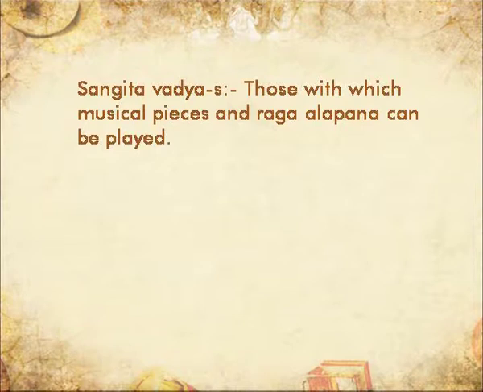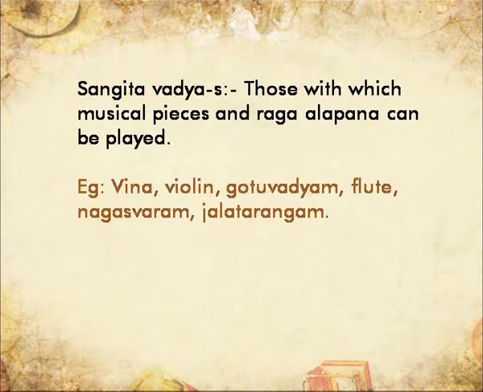Sangeeta Vadyas, with which musical pieces and raga alapana can be played, for example, the veena, violin, gotuvadyam, flute, nagaswaram and jalatarangam. All these three types of concert instruments are represented in the stringed, wind and percussion varieties.